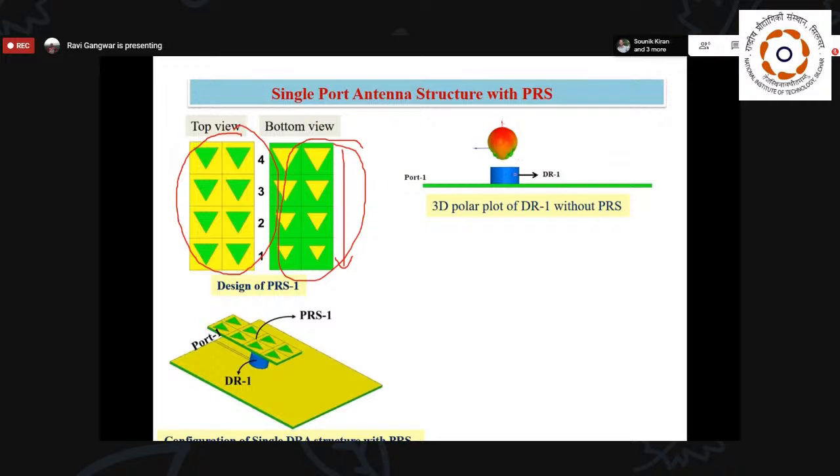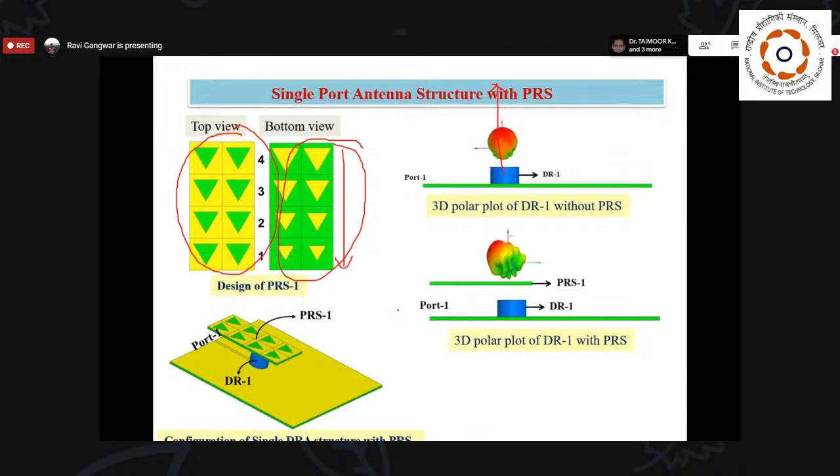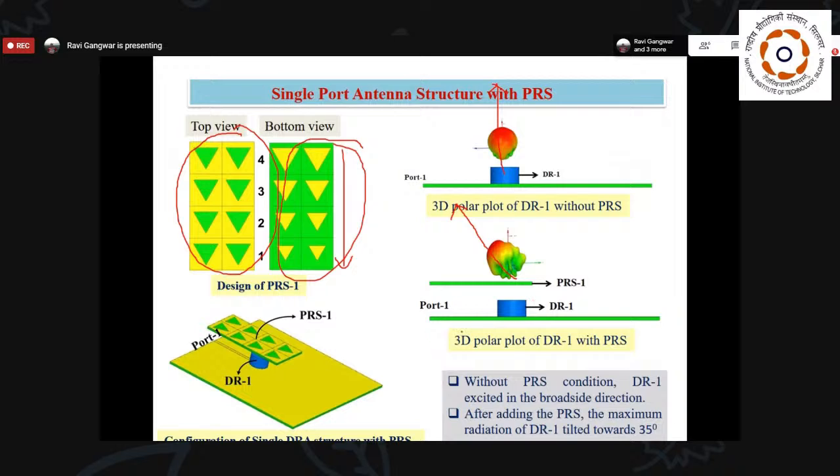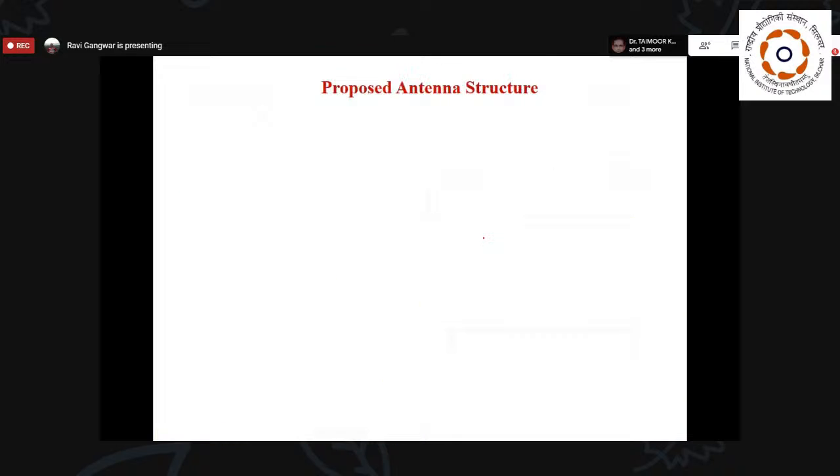You can see that first we have DR1 and we excite it; in that condition we get radiation in the positive Z direction. But when I put the PRS, you can see that the wave is tilted from the broadside direction by 35 degrees. So by using this gradual increase in size, we are able to manipulate the phase of the beam so that we can shift the beam from the broadside direction.